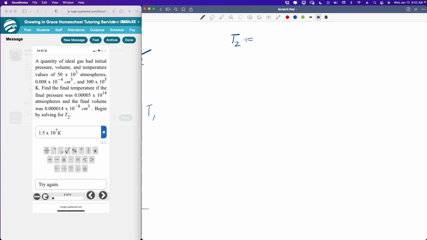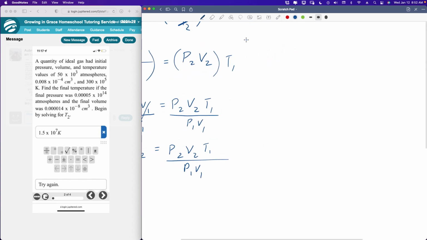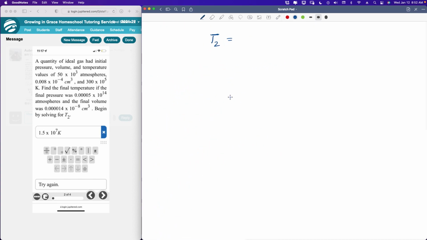So T2 equals, let me refresh my memory, P2 is on top, okay. So it's P2 V2 T1 over P1 V1. That's our formula. Now we start looking over here at the numbers. We're going to look at P1, V1, and T1. Then the other two we can sub in are P2 and V2. So the initial pressure, volume, and temp is what it's telling us first.